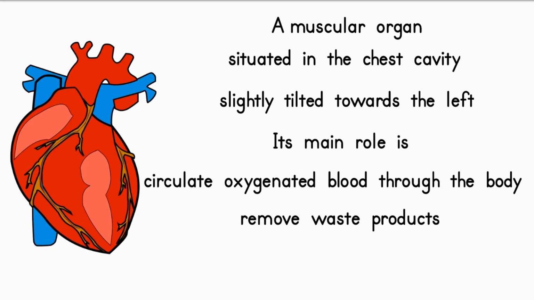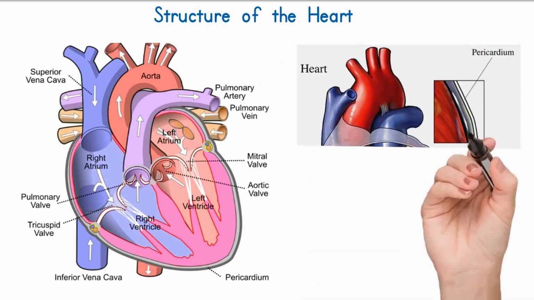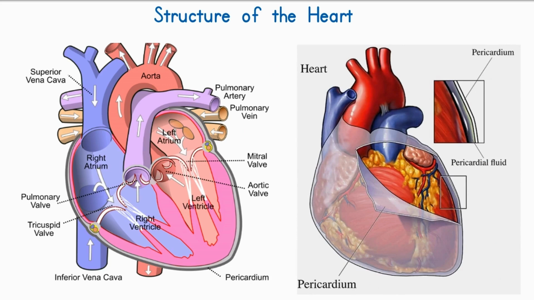Now let's explore the structure of the heart in more detail. Structure of the heart. Here we have a detailed diagram of the human heart. As you can see, it is divided into 4 chambers, 2 atria on the top and 2 ventricles at the bottom. The heart is surrounded by a protective membrane called the pericardium. Now let's break down each of these chambers and their functions.